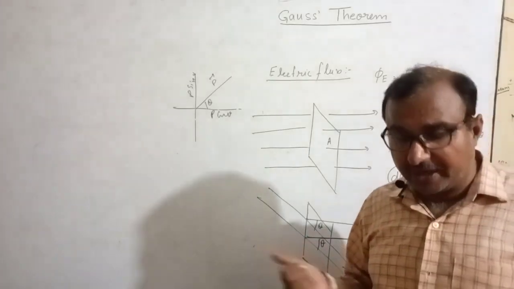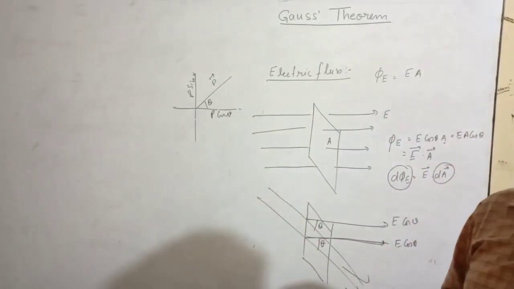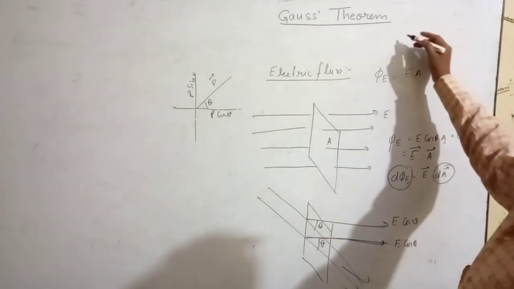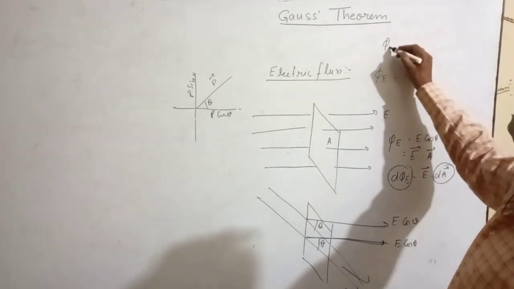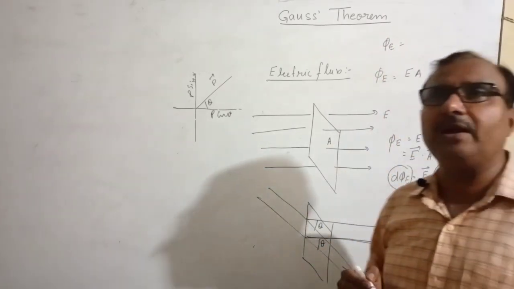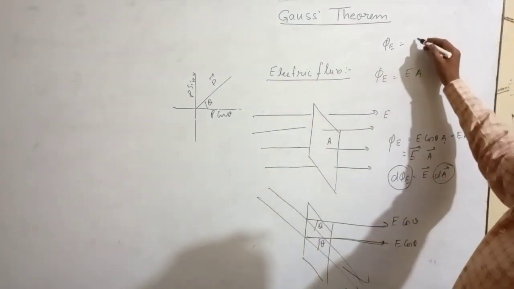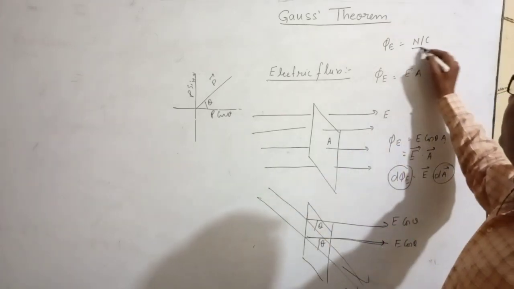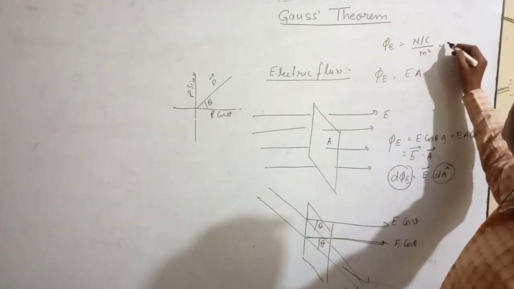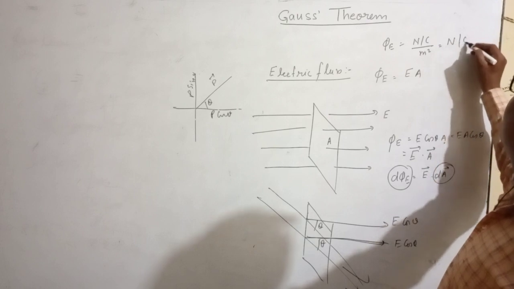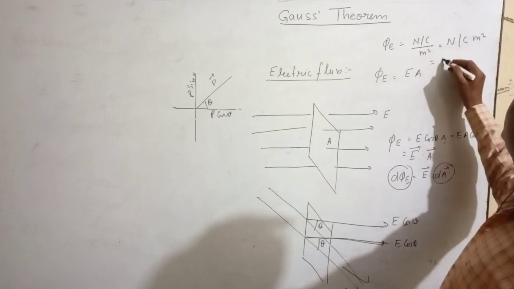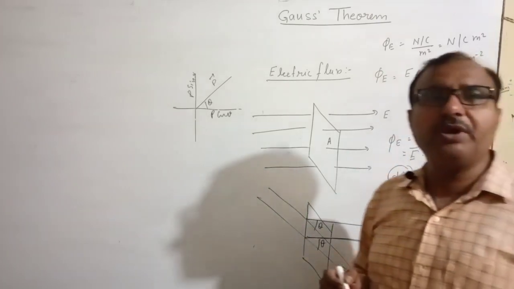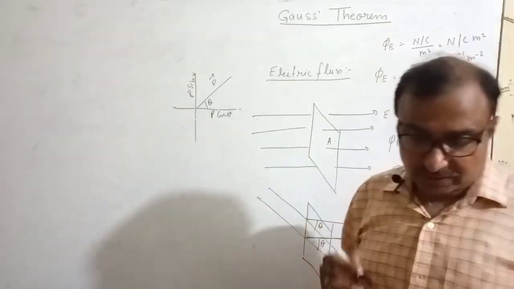Now the question is, what is the unit of electric flux? Phi equal to EA. By this you can easily find out the unit of electric flux. What is the unit of intensity of electric field? The unit of intensity of electric field is Newton per Coulomb. And what is the unit of area? Meter square. So Newton per Coulomb meter square. This is the unit for electric flux.